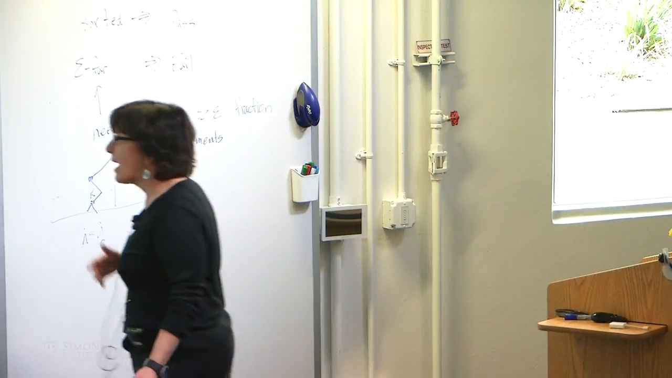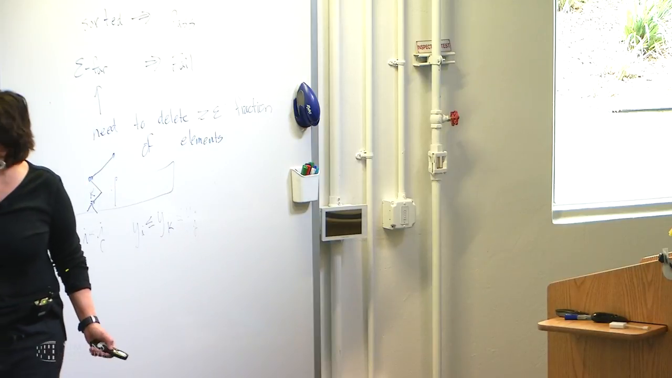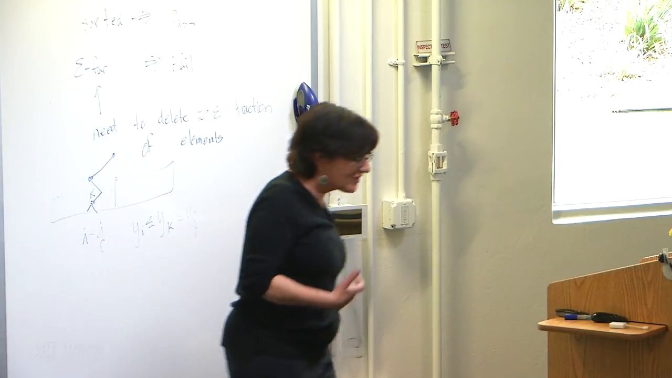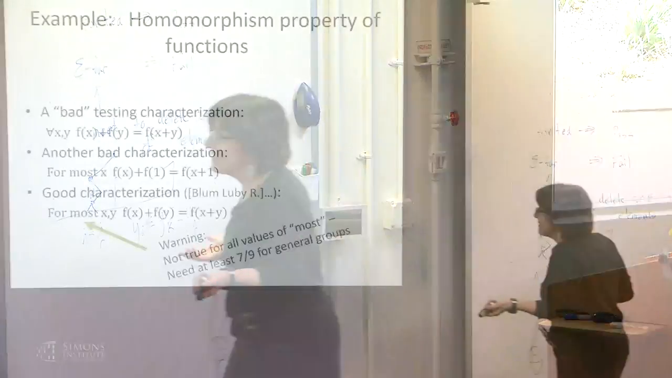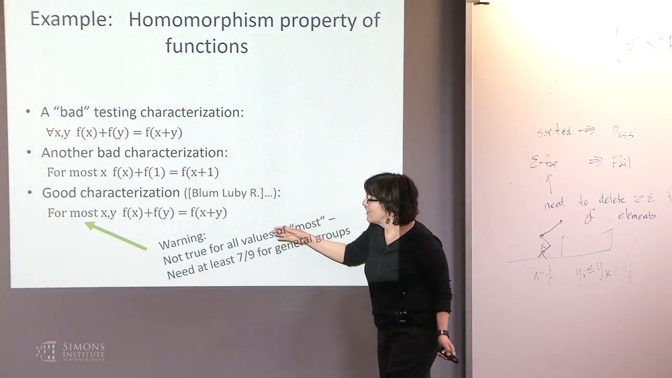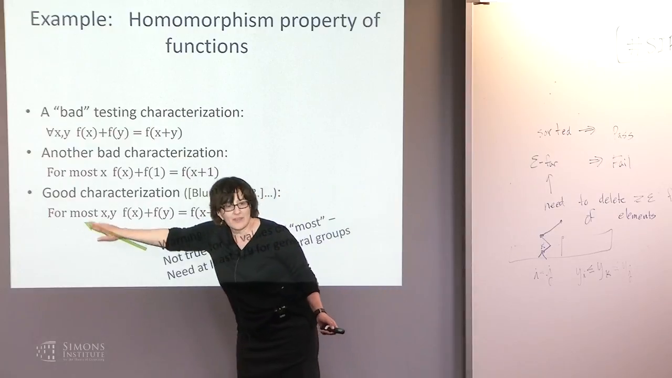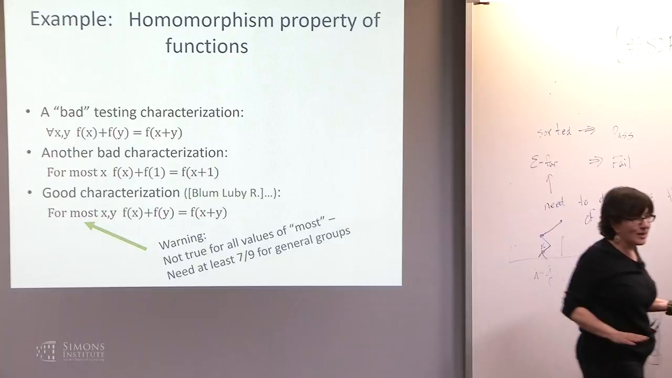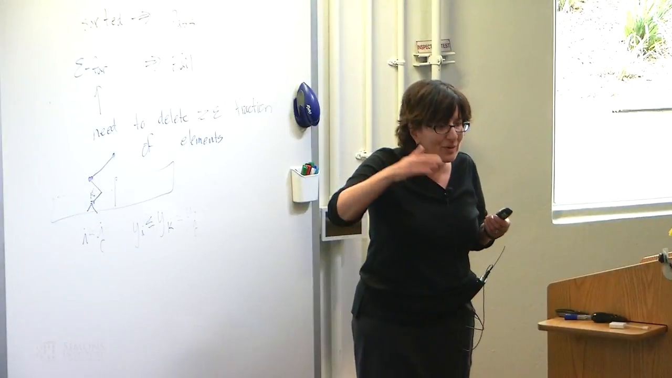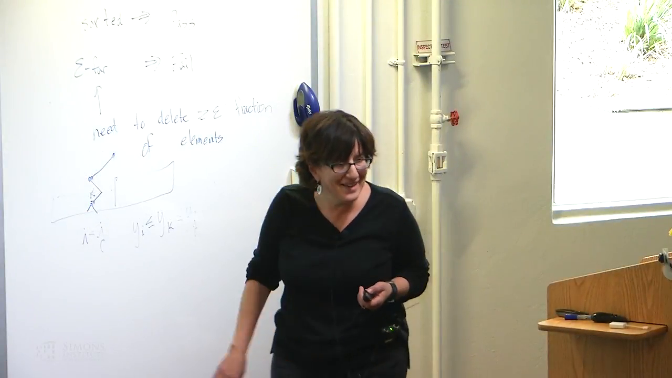And just a warning, what you have to prove to show that these characterizations are robust is not just some simple statistical property. In fact, it's not even true for all versions of "most." You need this "most" to be at least 7/9, otherwise it completely breaks down. Okay, so usually in statistics you don't just break down at 7/9. So yeah.